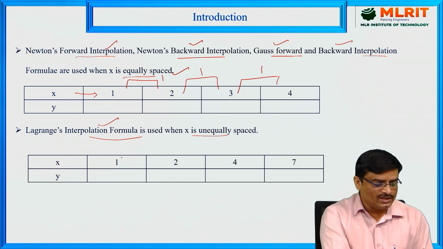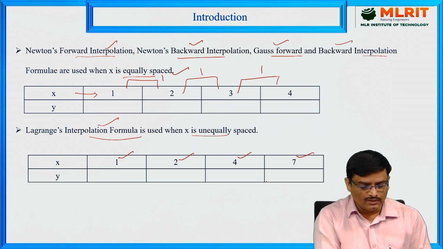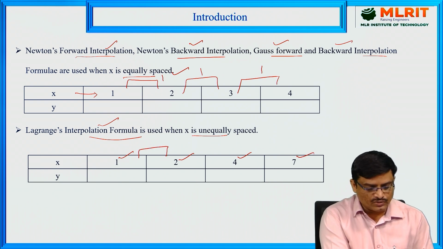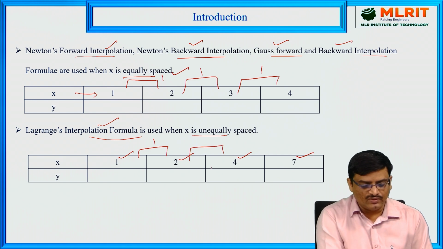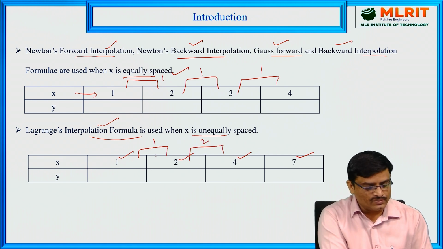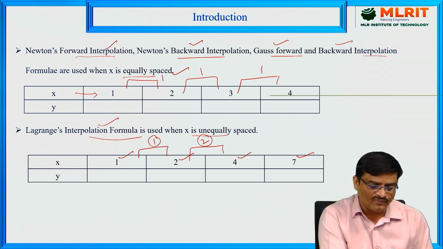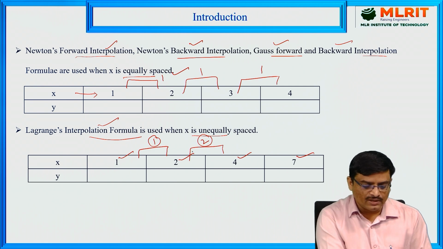These are the x values I have taken: 1, 2, 4 and 7. If you take the first two values 1 and 2, the difference is 1. And if you take the next, 2 and 4, the difference is 2. When you take the third and fourth values, the difference is 3. So it is very clear that we have unequal differences here. The difference is not equal.